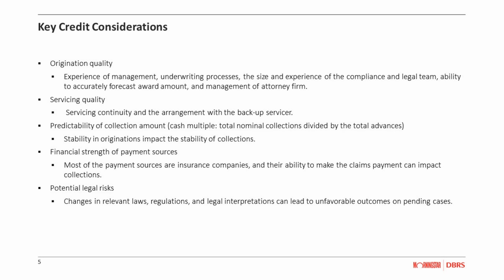Secondly, financial strength of insurance companies. The ultimate obligor is oftentimes an insurance company in this asset, and the claims payment will originate from the insurance company. So despite a successful settlement outcome, if the insurance company does not make timely claims payment, the collections can suffer, and obviously subsequently impacts the transaction negatively.